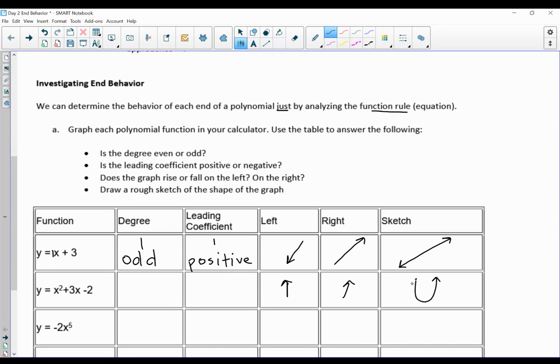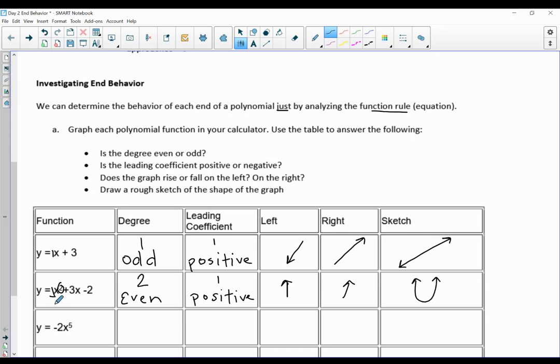It's a parabola. The degree we see here is 2. And 2 is an even number. And then again, there's no number in front of the x, which means it has a coefficient of 1. So our leading coefficient is 1, and that is also a positive number.